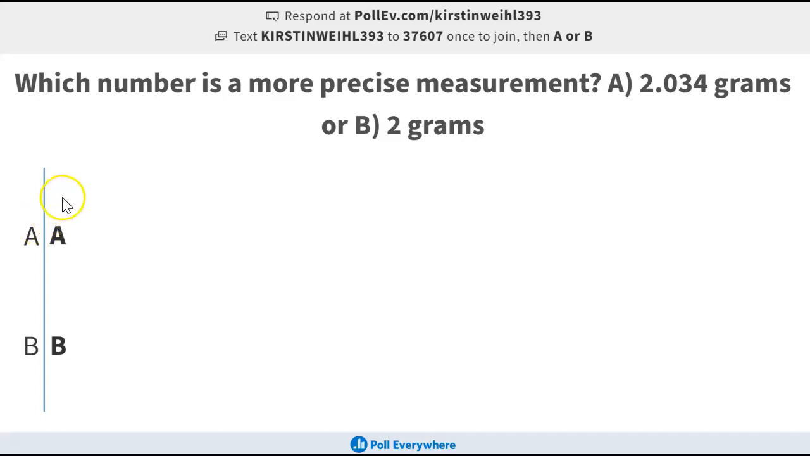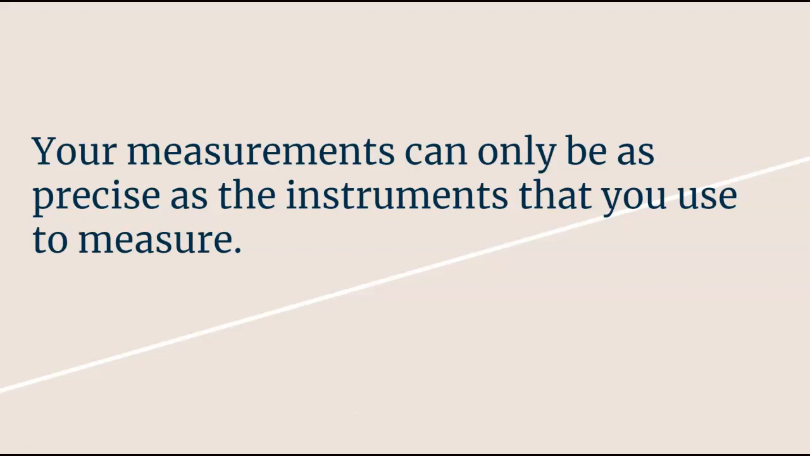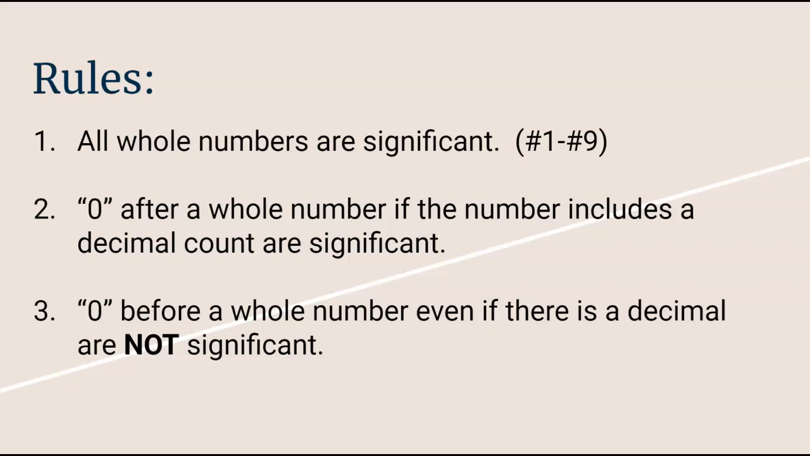than the 2 grams. So this is why we in science care about significant figures. Your measurements can only be as precise as the instruments that you use to measure them. And so we want to reflect that in the numbers so that when people are looking at our data, they can recognize with how much accuracy our numbers are. So there are a couple of rules of how we identify significant figures and how we round our answers.